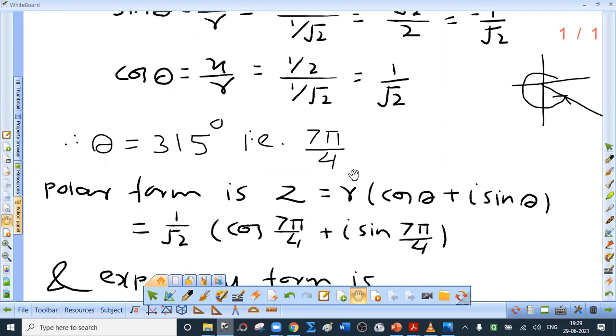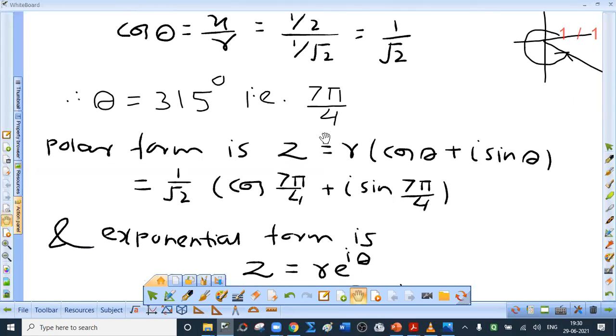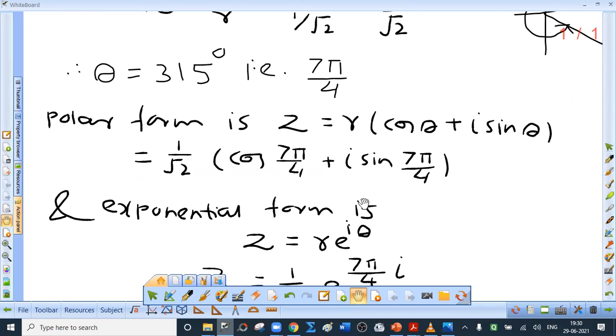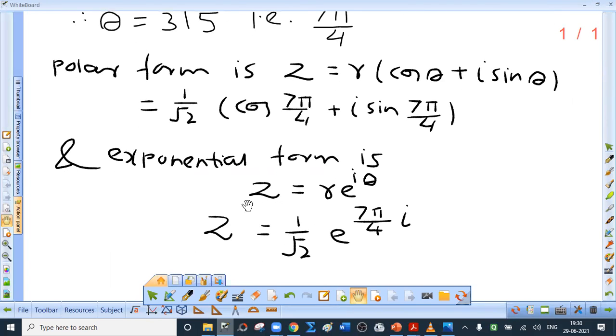Is that clear now? Should I repeat this part again? Okay, I'll do that. See, the point representing the complex number lies in the fourth quadrant, x coordinate positive, y coordinate negative, and the trigo ratios are similar to 45 degrees. So it is 270 plus 45, that is 315, which means 7 pi upon 4 radian. So this is the polar form and this is the exponential form. The exponential form of z is 1 by root 2 e raised to 7 pi upon 4 i. So that's it for today.